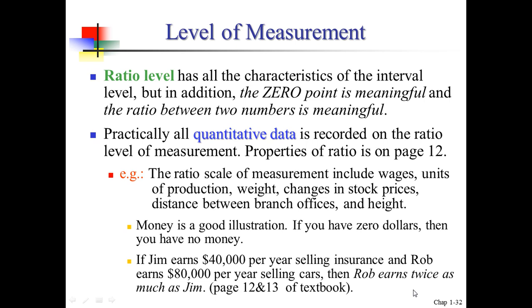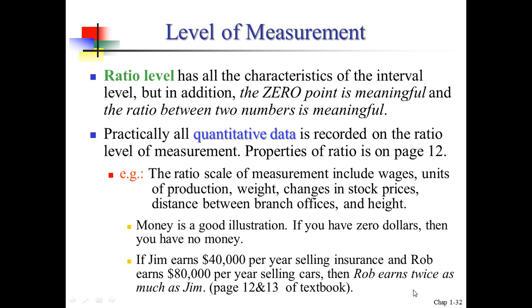Last one, ratio. Ratio has all characteristics of interval level, but in addition, the 0 point is meaningful. 0 point is meaningful for ratio, but 0 point or 0 gap is not meaningful for interval. The ratio between two numbers is meaningful. Practically all quantitative data is recorded on the ratio level of measurement. You can see properties of ratio on page 12 in the textbook. For example, the ratio scale of measurement includes wages, units of production, weight, change in stock prices, distance from branch office to maybe factories, the height of student A to student B. You can make it as ratio.